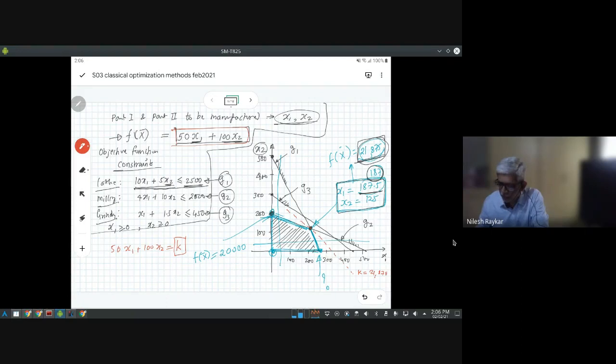If you pass through any other point, so for example, if I am passing through this point, so the objective function value at this point is 20,000. So in this sense, you can observe the various objective function. The nature of variation of the objective function can be observed from this particular scenario. And the maxima can be found out accordingly.